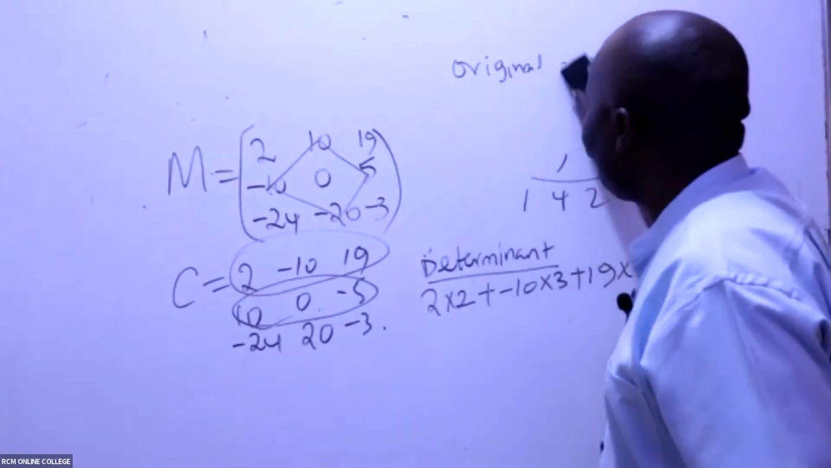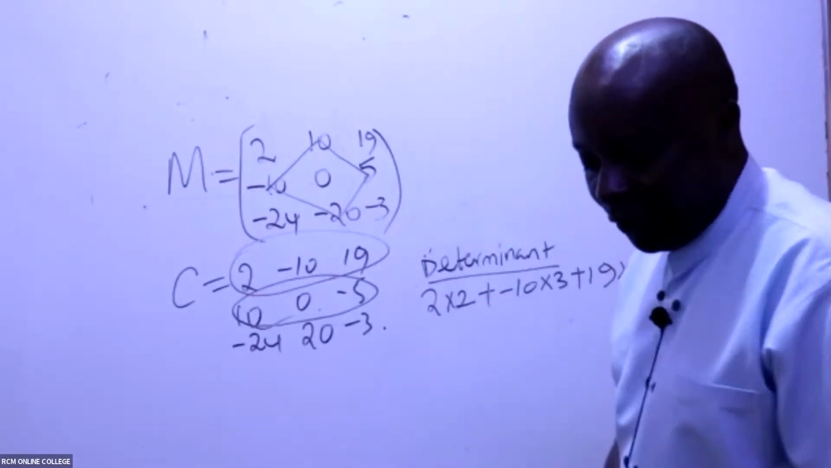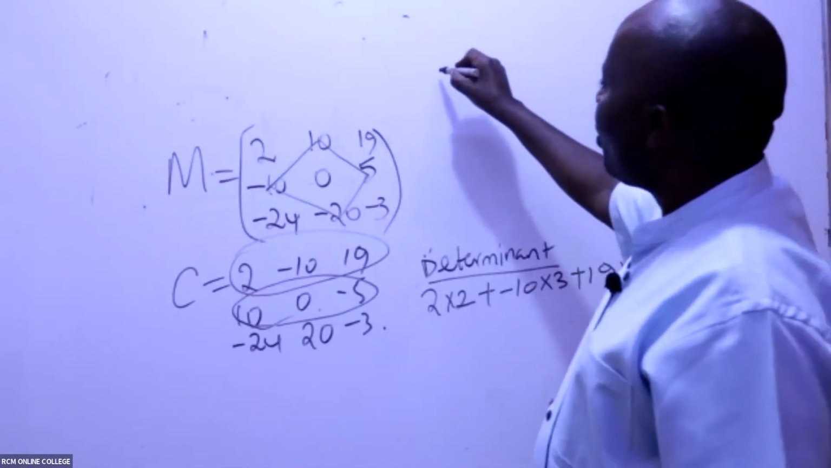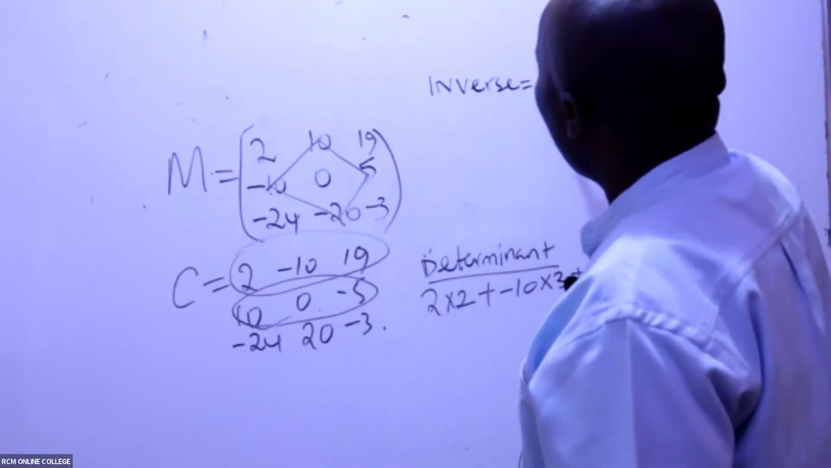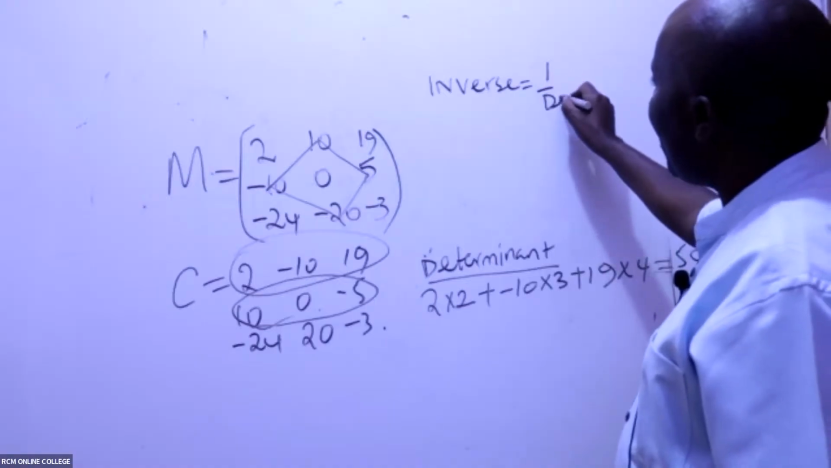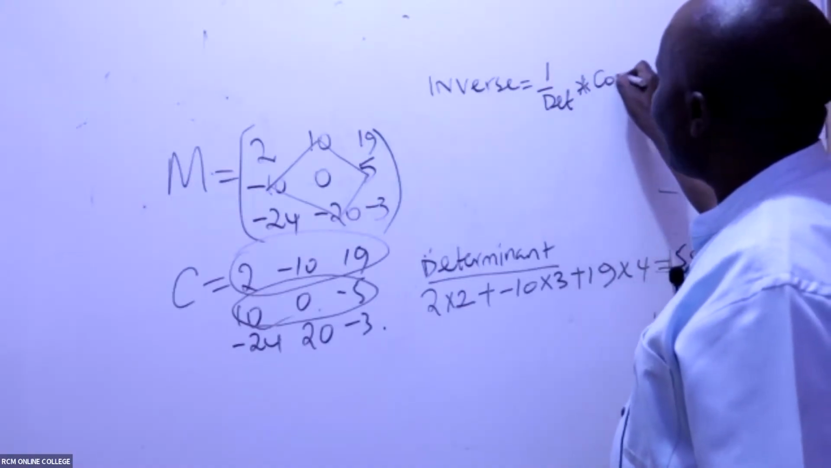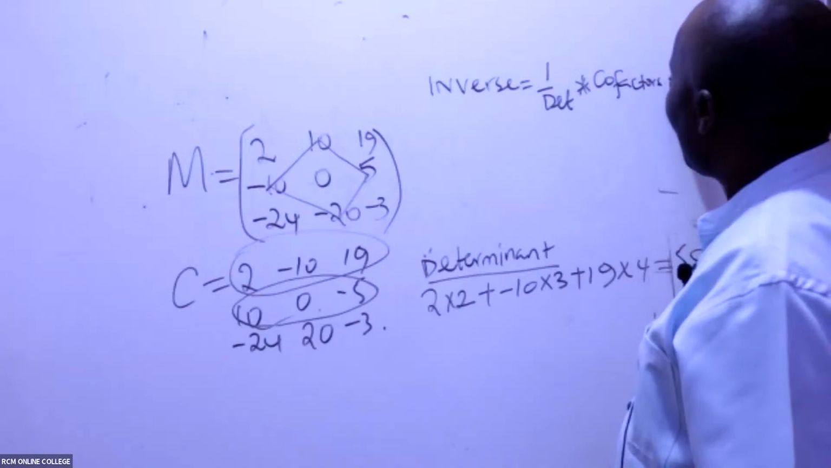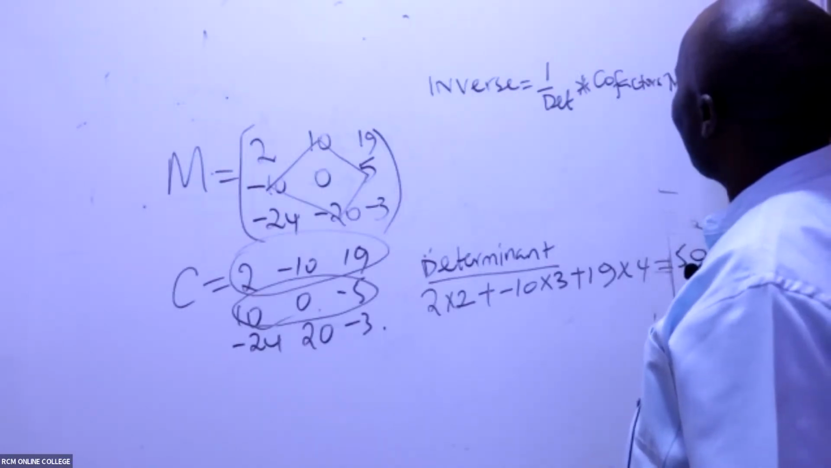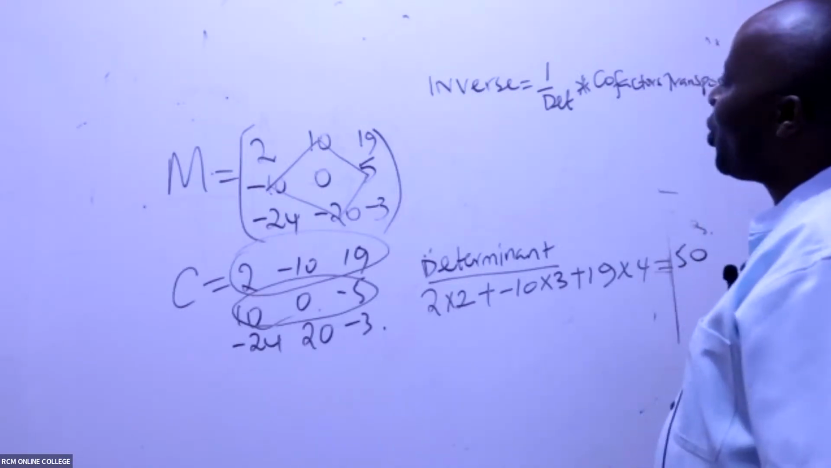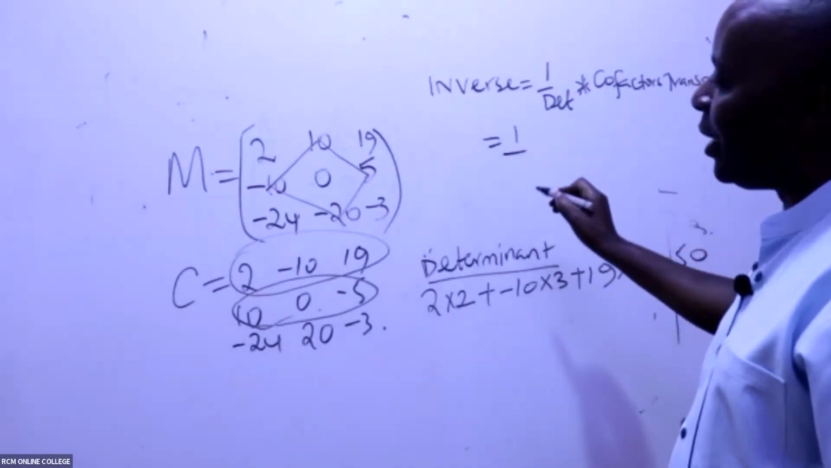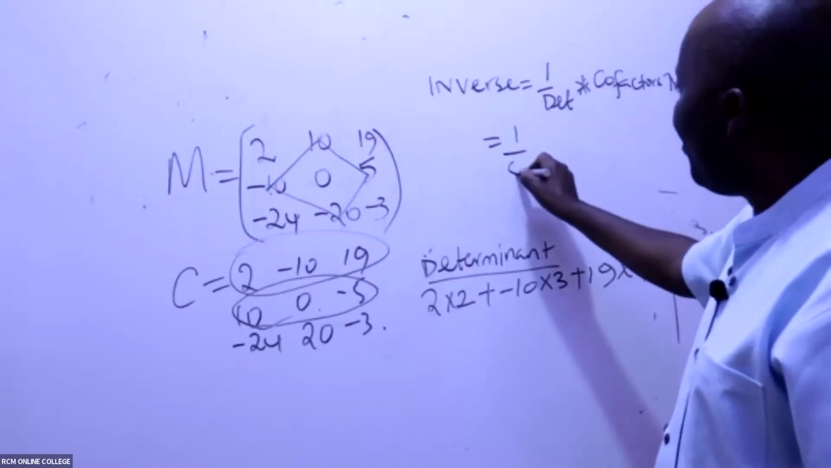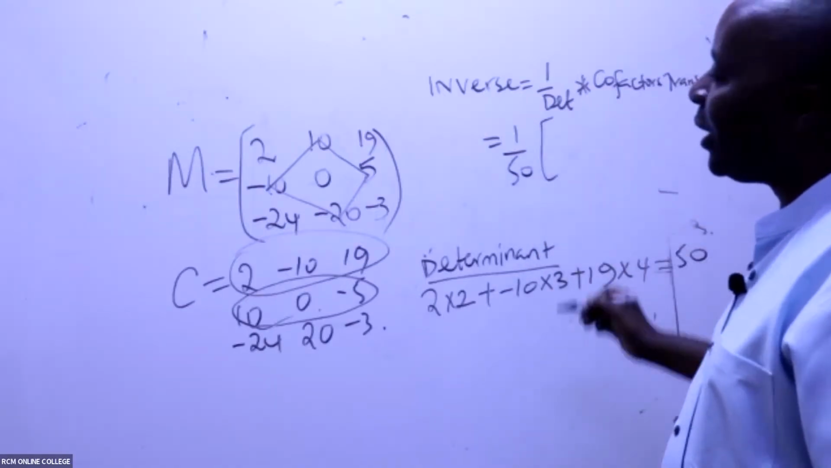Ladies and gentlemen, after getting the determinant, now come and give us what we call the inverse. How do we get the inverse? To get the inverse, normally what you do, you take 1 over the determinant times cofactors transposed. So this one here will be 1 over the determinant. The determinant, you've given me 50, times cofactors transposed.